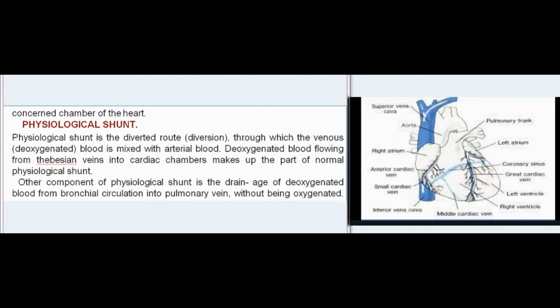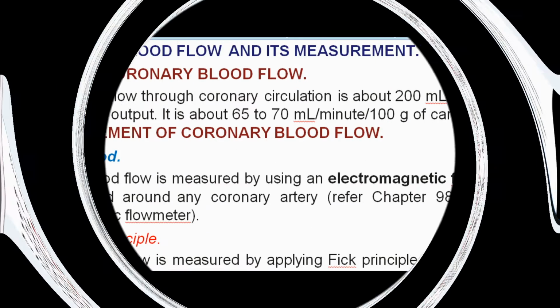Physiological shunt. Physiological shunt is the diverted route, diversion, through which the venous, deoxygenated, blood is mixed with arterial blood. Deoxygenated blood flowing from Thebesian veins into cardiac chambers makes up the part of normal physiological shunt. Other component of physiological shunt is the drainage of deoxygenated blood from bronchial circulation into pulmonary vein, without being oxygenated.